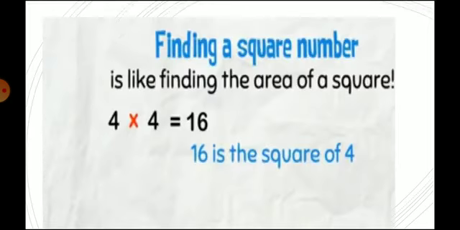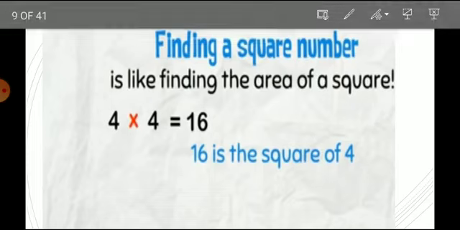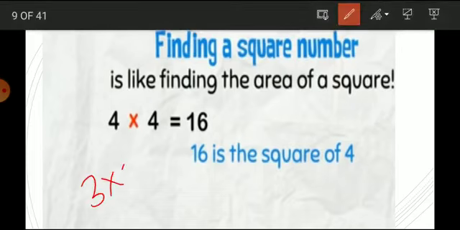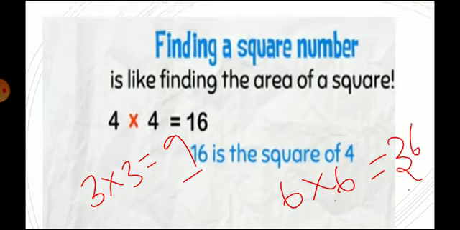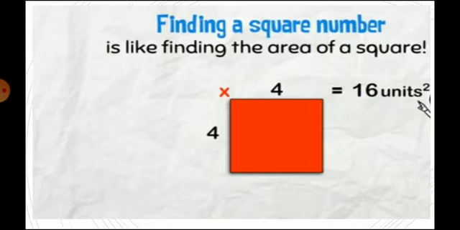Finding a square number is like finding the area of a square. 4 into 4 is equal to 16, so 16 is the square of 4. Now I take 3 into 3, which is equal to 9, so 9 is the square of 3. Now I take 6 into 6, which is equal to 36, so 36 is the square of 6. Finding a square number is like finding the area of the square.